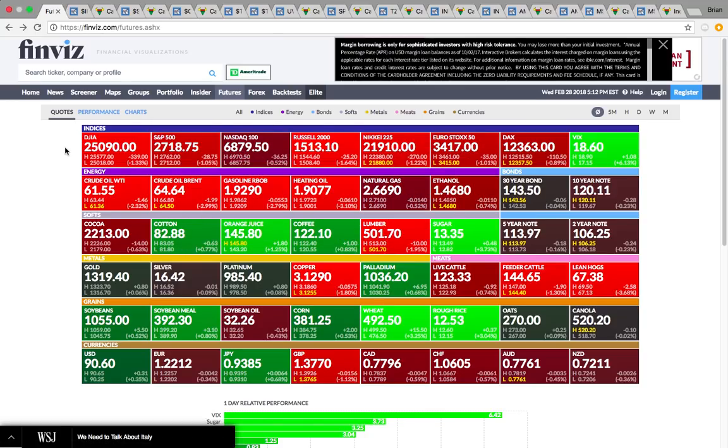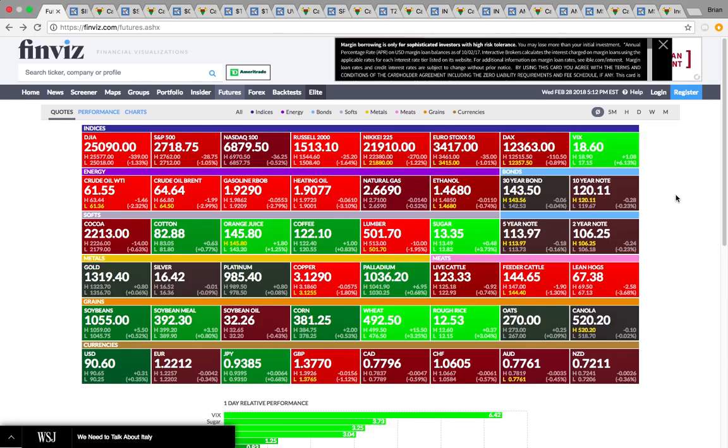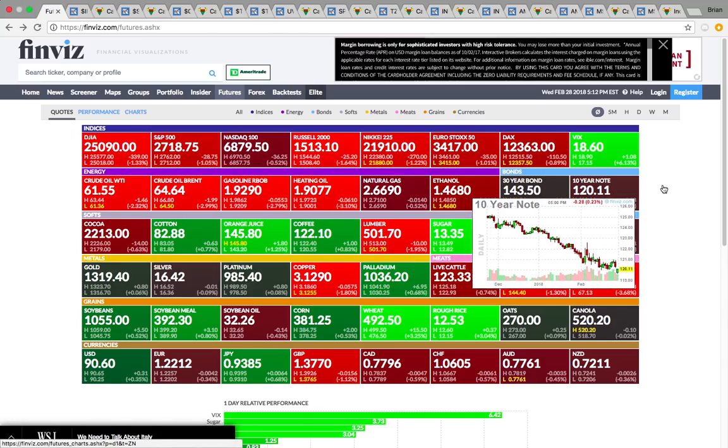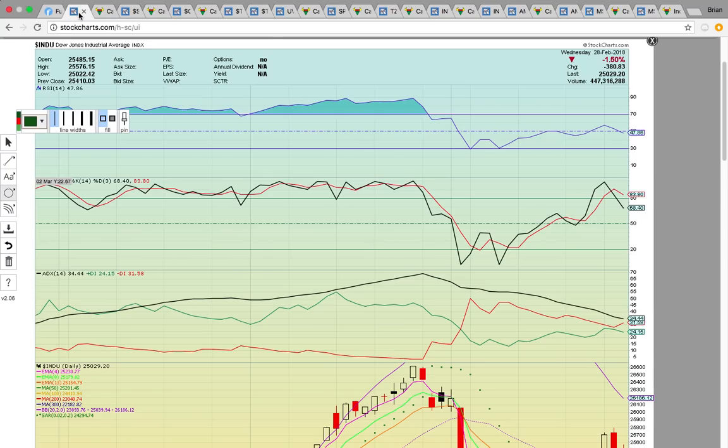So this is signaling downside risk, especially when you take into account over here the 30-year and the 10-year. They were both down today as well. So we had a huge sell-off in the markets, and the treasuries were down as well. So that's just a major red flag, in my opinion.